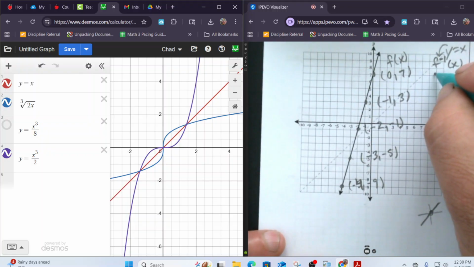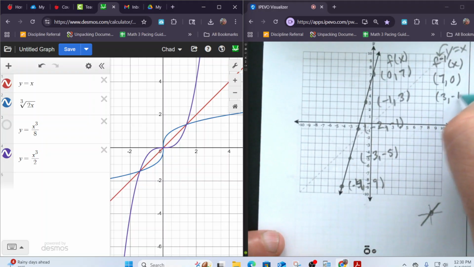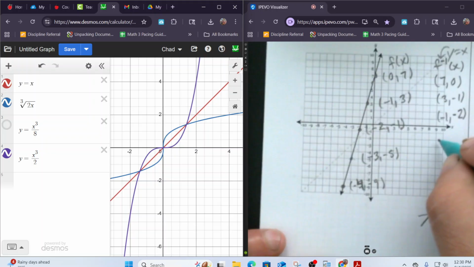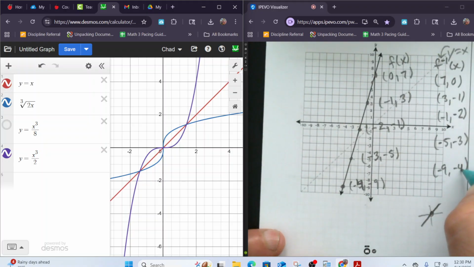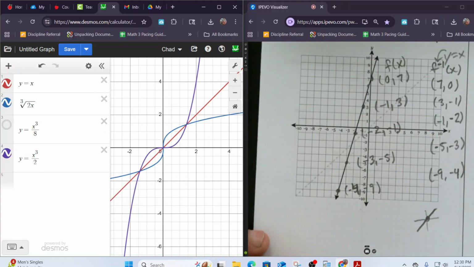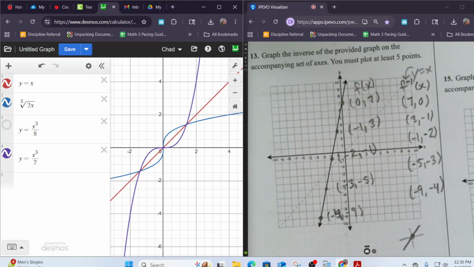Okay. Now, if this is f of x, original, then f inverse is simple. It's just flipping them. 7, 0, 3, -1, -1, -2, -5, -3, and -9, -4. And guys, remember, all I did is flip the coordinates. Don't change the signs or anything. All I'm doing is changing the positions of x and y.